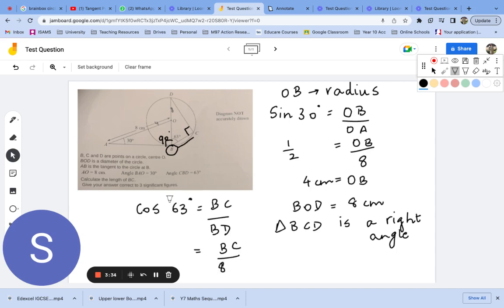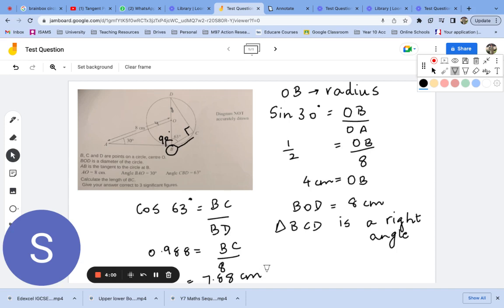Cos of 63 degrees, you can figure out from your calculator. It comes to around 0.988. And your answer will be approximately 7.88 centimeters. Since they've asked for 3 significant figures, I'm only going to take it up to 7.88 centimeters. So this will be your answer.